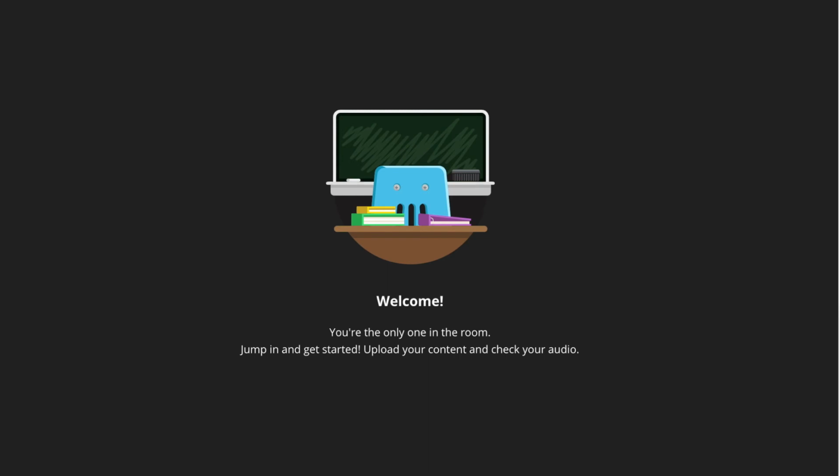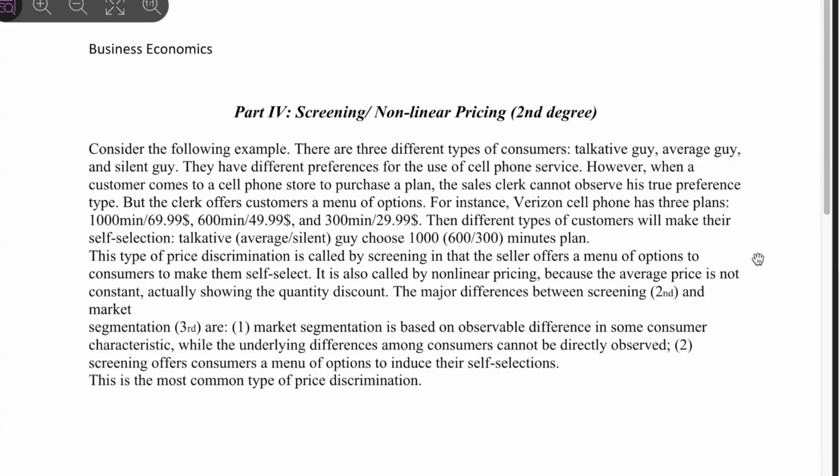And let's move on to our last concept of screening or nonlinear pricing, which is called the second degree discrimination. So consider the following example. There are 3 different types of consumers: talkative guy, average guy, silent guy. They have different preferences for the use of cell phone service. However, when a customer comes to a cell phone store to purchase a plan, the sales clerk cannot observe his true preference type. It is not visually observable or cannot be proven, right?